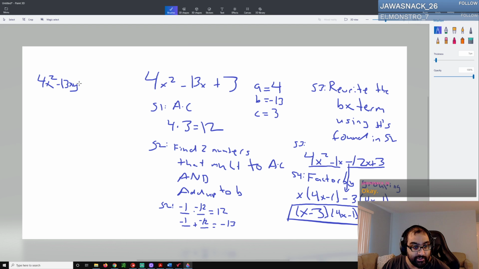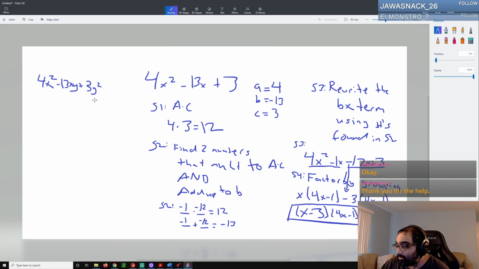So you have 13xy plus 3y squared. So let's say you had this. Well, no problem. If you have the extra y in there, all you have to do is basically ignore the y. That's basically how you handle this. So the key is ignore the y.